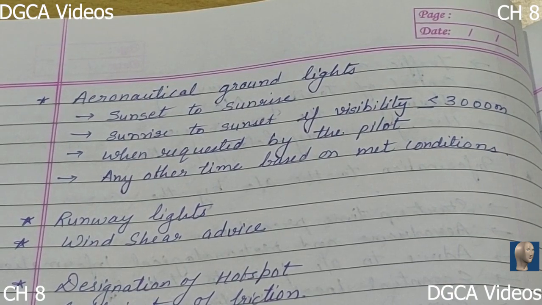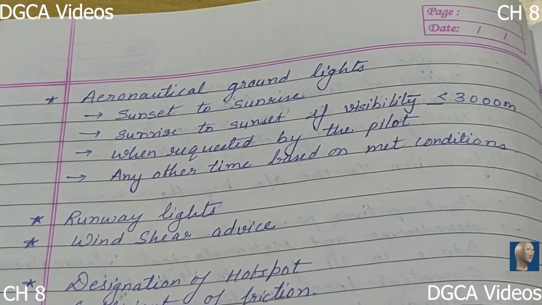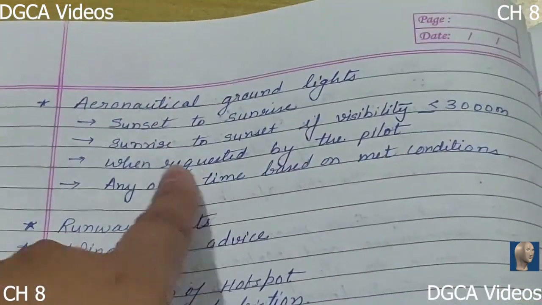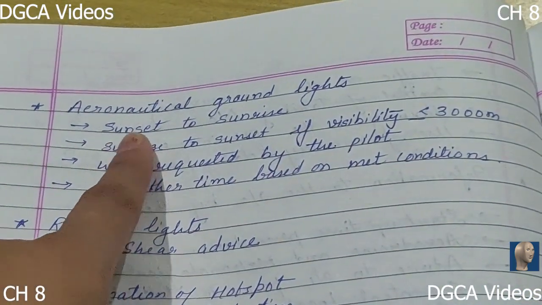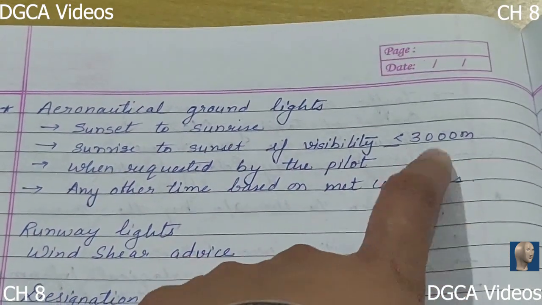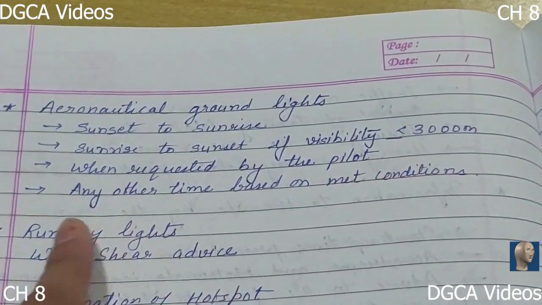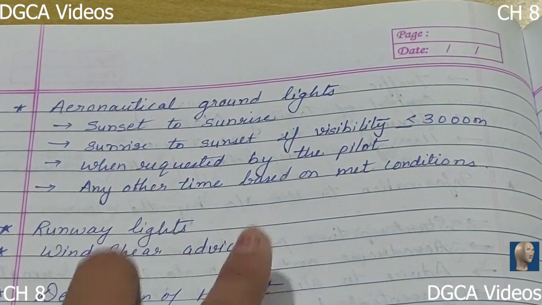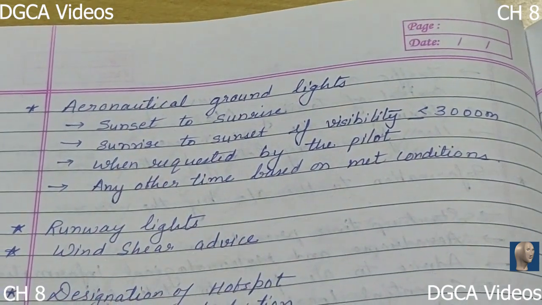The aeronautical ground lights. All the lights on the ground shall be operated during the time from sunset to sunrise, and also from sunrise to sunset if the visibility is less than or equal to 3000 meters, and when requested by the pilot, or in any other condition which requires the lights to be on.